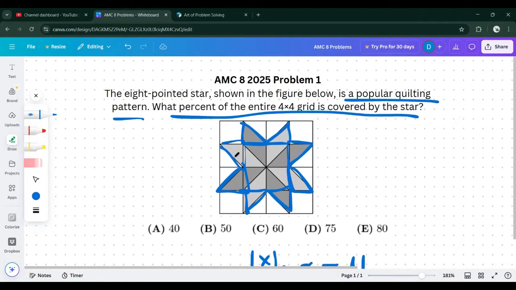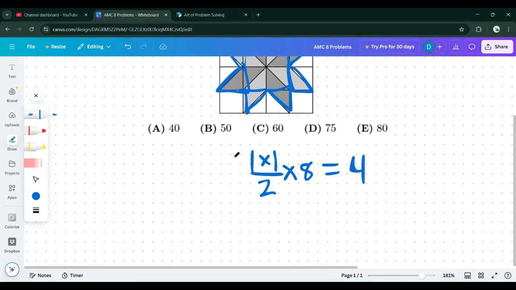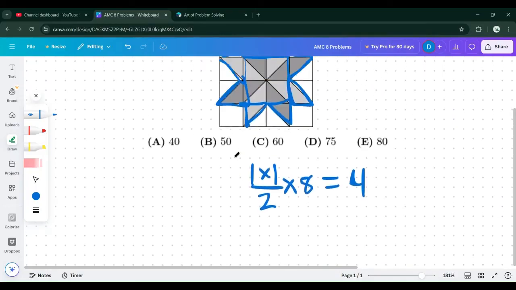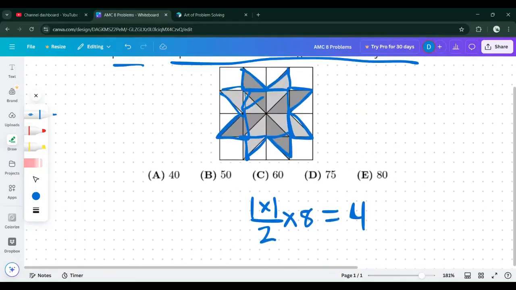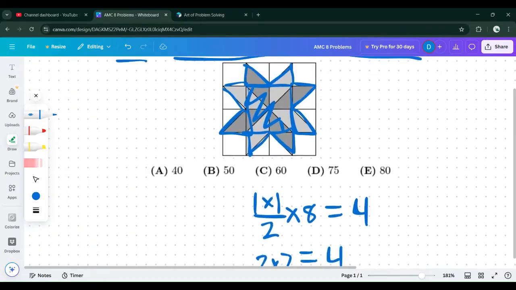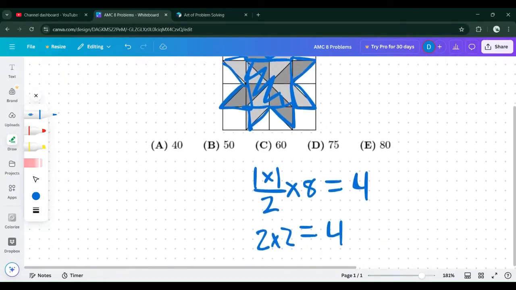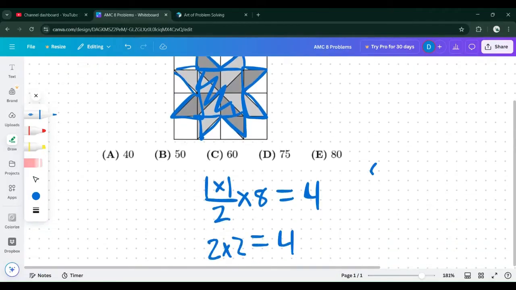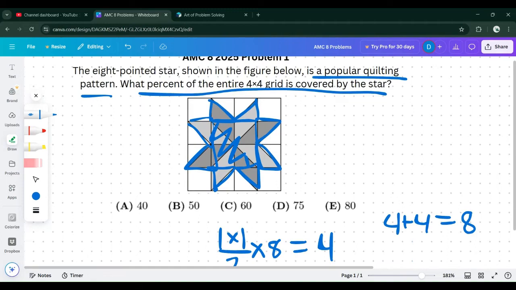So 4 is the area of the triangles, and the square in the center is 2 by 2, so it also has an area of 4. And there's only 1 square, so we only have to count that once. So 4 plus 4 is 8. That's the total area of the shaded region.